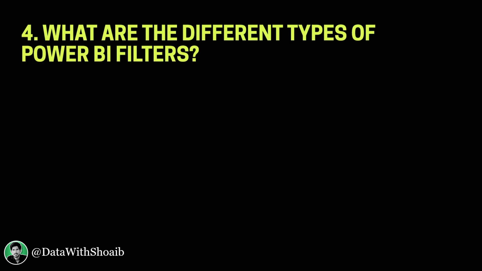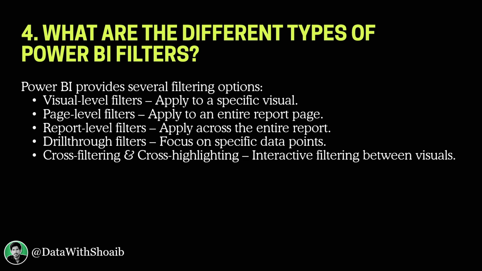What are the different types of Power BI filters? This is the most commonly asked question whenever you go for a Power BI interview. So Power BI provides several filtering options like visual level filters. Visual level filters apply to a specific visual. Page level filters apply to an entire report page. Report level filters apply across the entire report. Drill through filters focus on specific data points. You can click on any data point and apply a drill through filter.